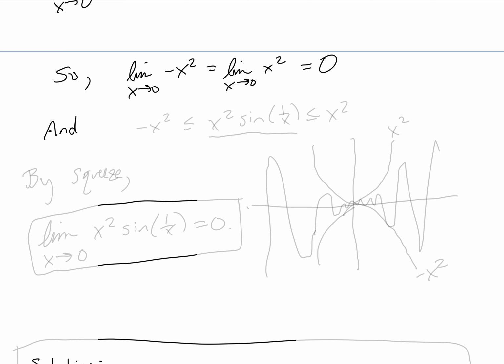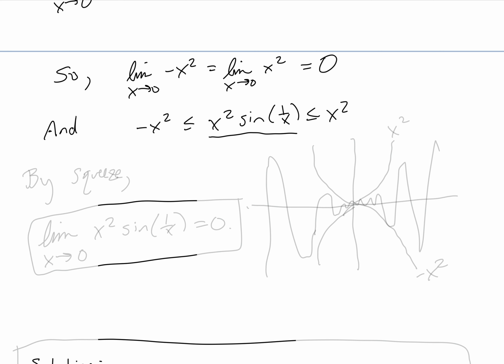And negative x squared is less than or equal to x squared sine of 1 over x, which is less than or equal to x squared. And so now we've got the two requirements that we need for the squeeze theorem. We've got that x squared times sine of 1 over x is squeezed between negative x squared and x squared.